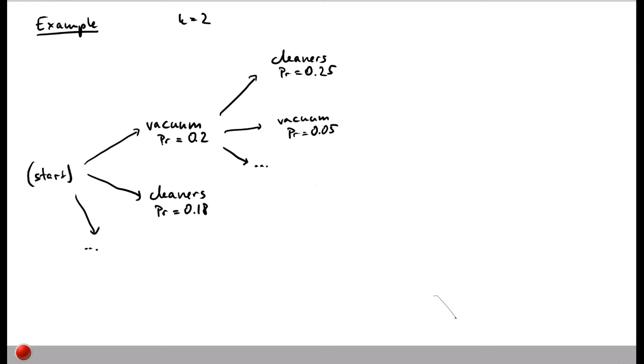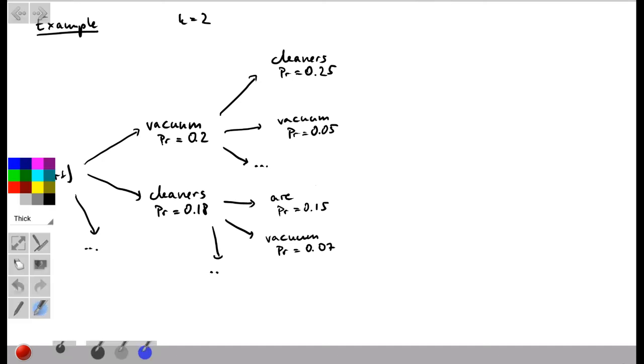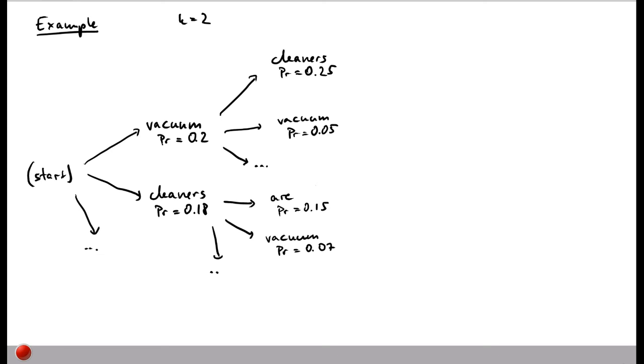Now this basically looks at two possible ways to continue the sequence if it started with vacuum. Let's now also look at ways of continuing this sequence if the sequence started with cleaners. And here we would, for example, see that R is the most likely second word if the sequence starts with cleaners. Let's assume that this is predicted with a probability of 15%. And let's say the second most likely option for the second word if the sequence starts with cleaners is vacuum with a probability of 7%. And now because we only care at the end about the k equals 2 most likely sequences, we will now prune this search space that we are basically expanding here by multiplying the different probabilities with each other.